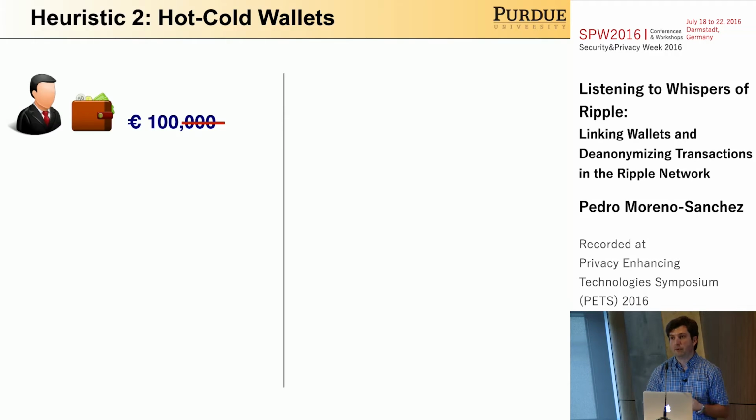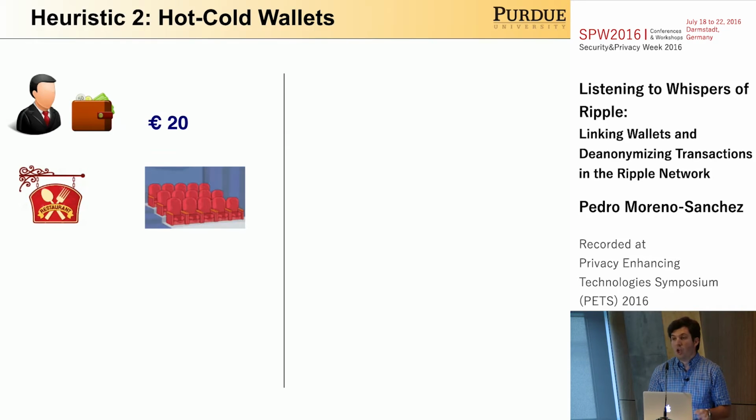We will pay, for example, to go to a restaurant and pay for food, or we will pay for the ticket of a theater. Once we run out of money, we go to the bank, we withdraw some money, and then we put this money in the wallet again. Well, this mechanism is also performed in the Ripple network.